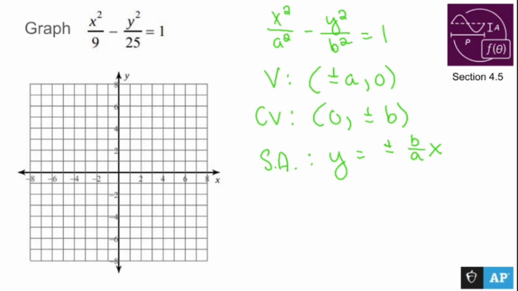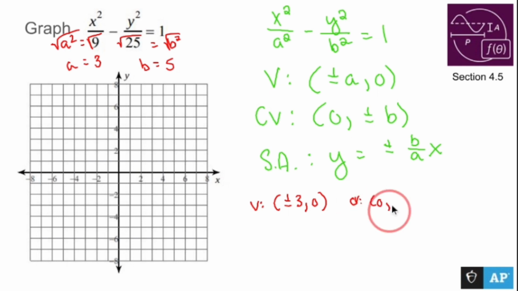Again, the original function is given to us as x squared over a squared. So if a squared is 9, taking the square root makes a 3. So my vertices are going to be positive or negative 3, 0. Similarly, this is going to be my b squared because it's underneath y squared. So if b squared is 25, then b is going to be 5. That gives me co-vertices at 0, plus or minus 5.